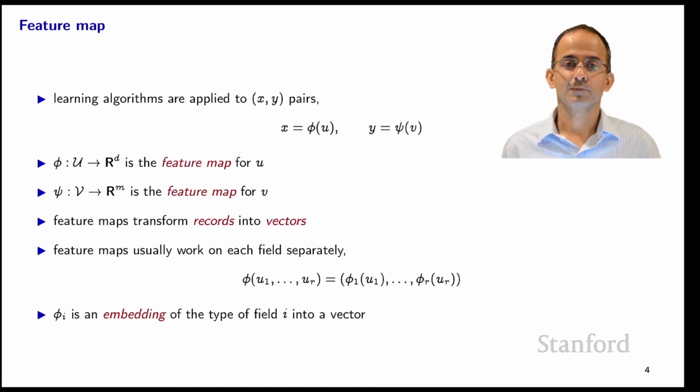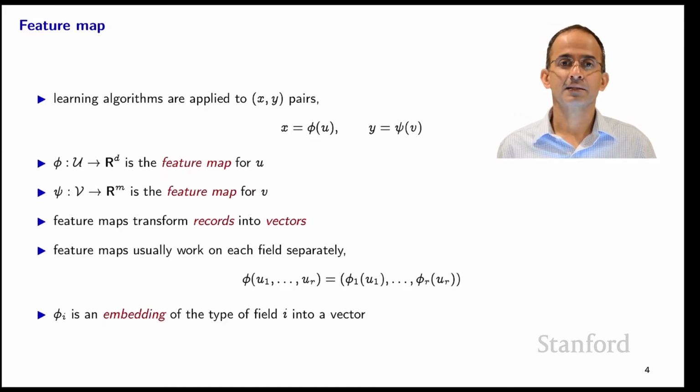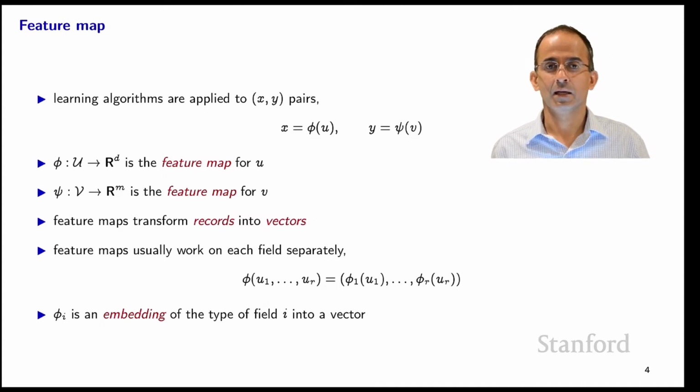So phi subscript i is an embedding. It's a map which takes field i into a vector. And the overall function phi is the feature map that combines all these embeddings and takes a record into a vector.